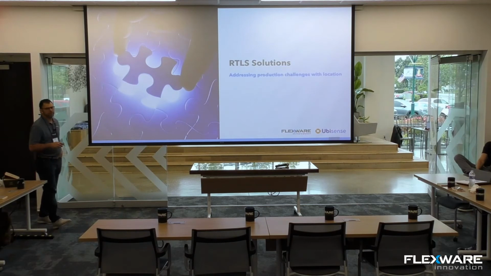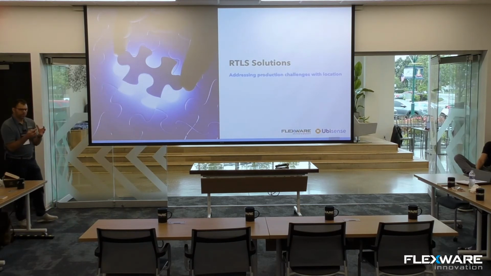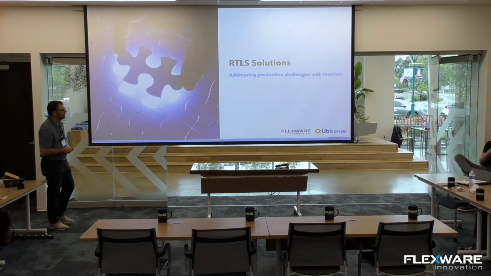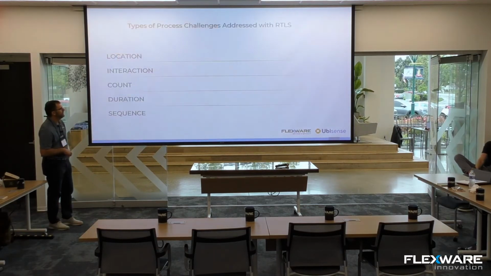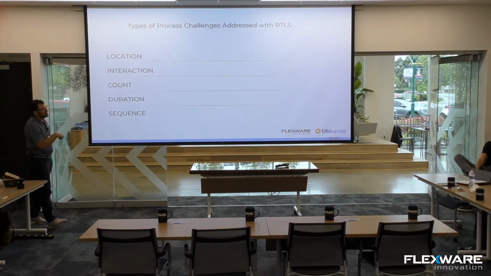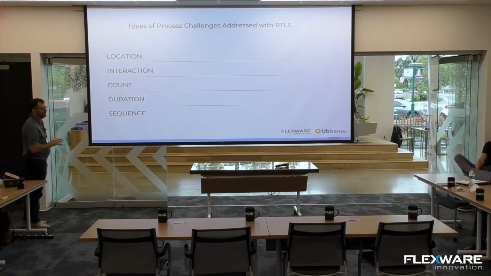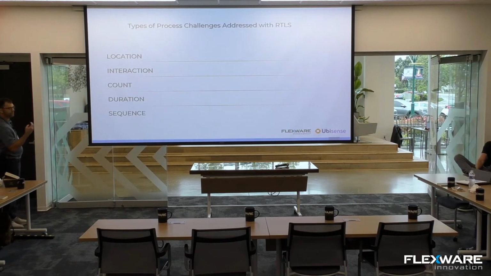So let's talk about the framework with which we look through the lens of addressing manual process challenges by using location. We categorize this, and this isn't an exhaustive list. This is just meant to give a base understanding of what type of applications we are addressing with location. So the first one is location. What does that mean? Where are things?